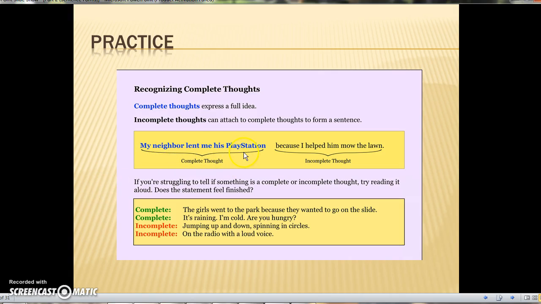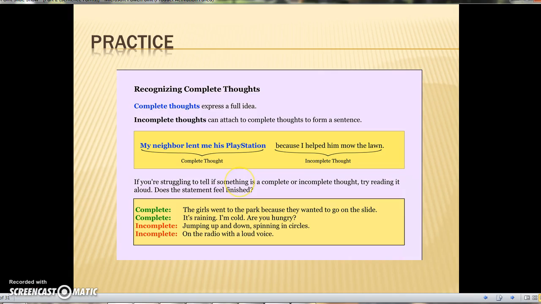My neighbor lent me his PlayStation because I helped him mow the lawn. Which is the independent clause? Which is the dependent clause? Well, you have to ask yourself, what is the complete thought and what is the incomplete thought? Well, my neighbor lent me his PlayStation is the complete thought. We could take that out of the sentence and it could be a sentence on its own. Because I helped him mow the lawn is an incomplete thought. It doesn't tell the whole story, right? What happened because you helped him mow the lawn, right?